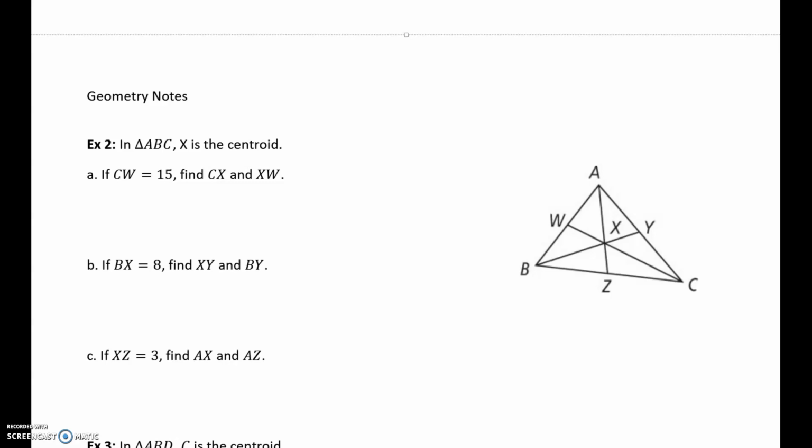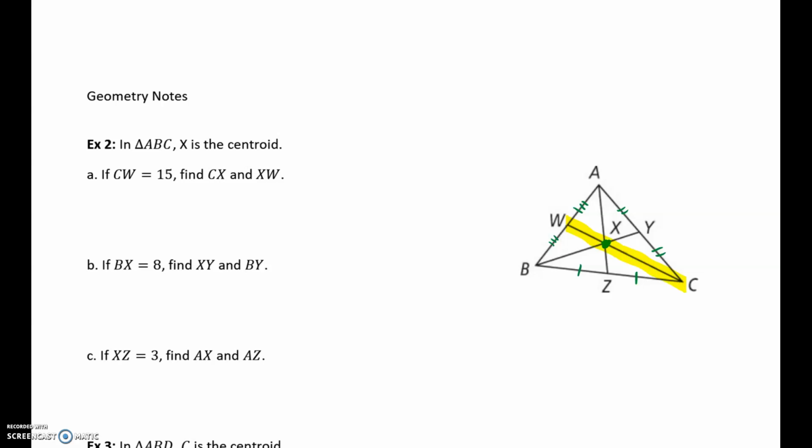In triangle ABC, X is the centroid. So we're going to say X is the centroid, which means these are congruent, right? Because each of these, helps if I mark it correctly. Each of these points, W, Z, and Y, are midpoints of their respective sides. That's what this is. If that's the centroid, these are medians, okay? All right, so we need to figure these things out. I'm going to highlight things as we go. So if CW is 15, I look and I see, okay, CW is 15. I pretty much already did this one for you.